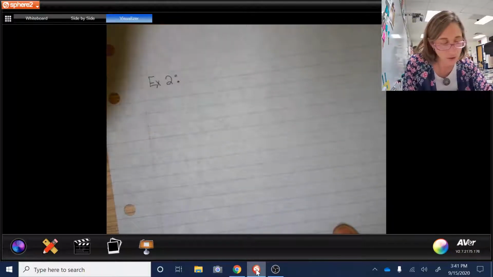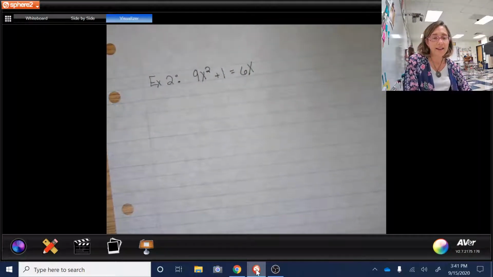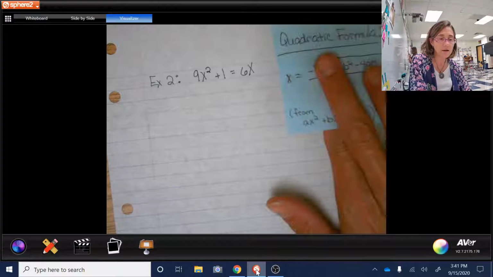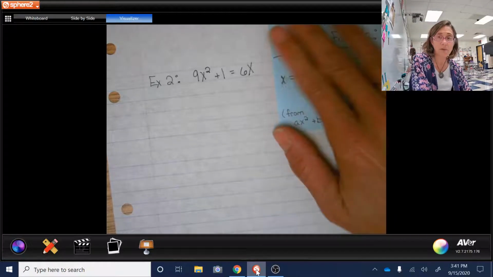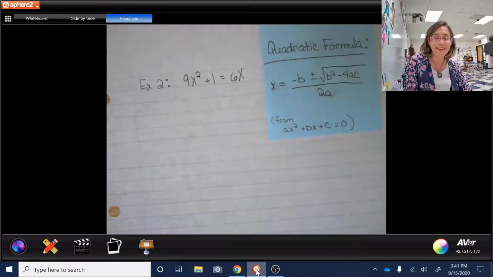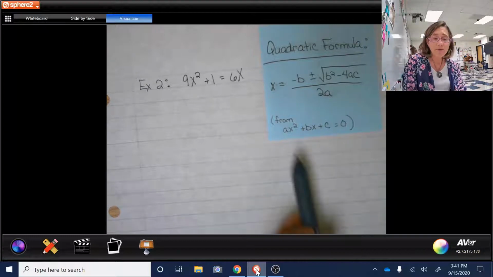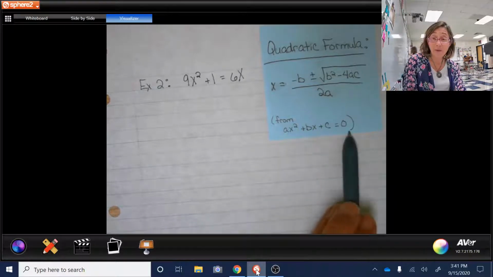So for this example, let's do example 2. Let's do 9x squared plus 1 equals 6x. All right, so look at that equation there. Move this over here so you can remember what the quadratic formula is. We want to identify the a and the b and c from standard form.